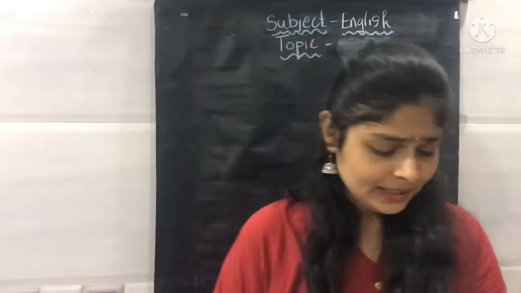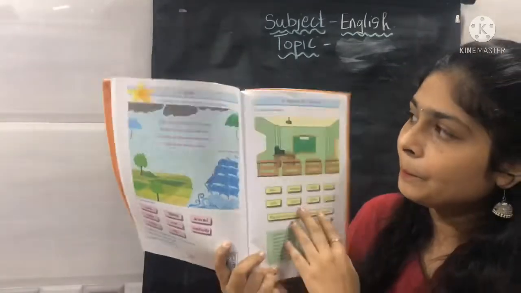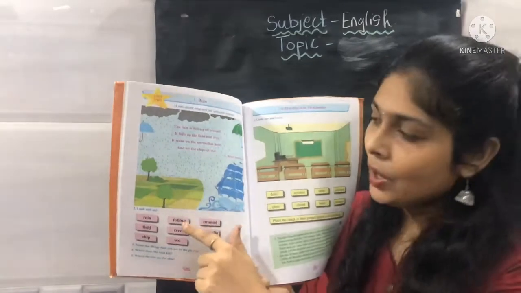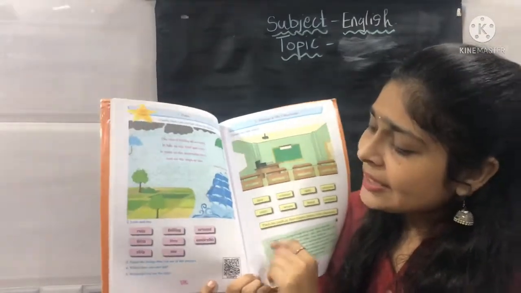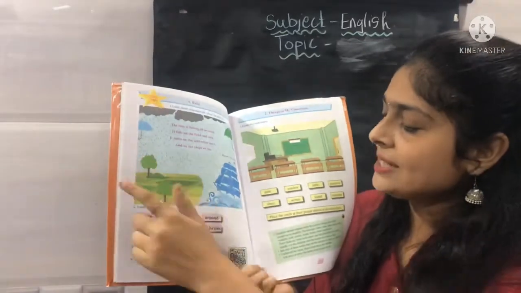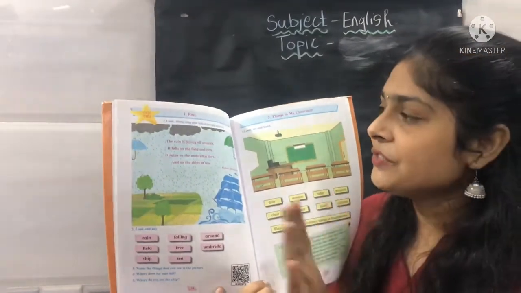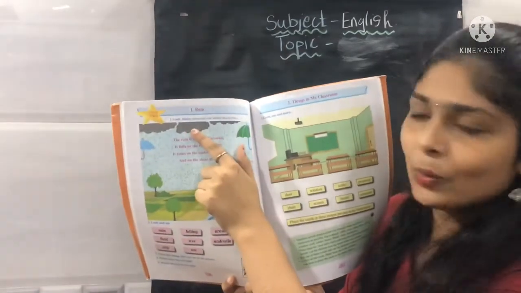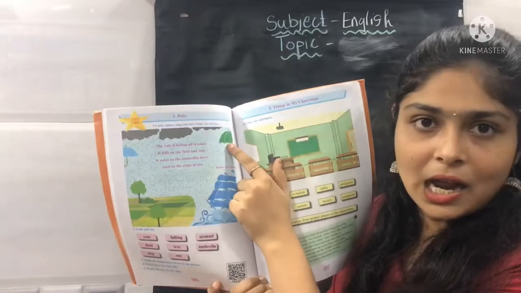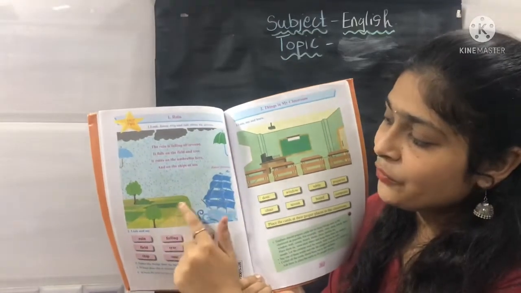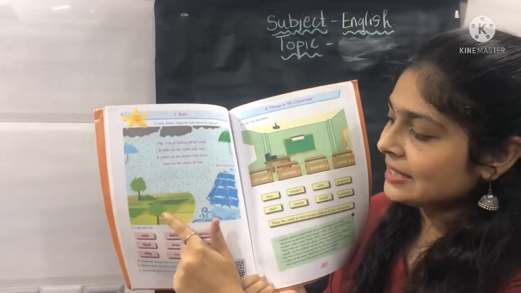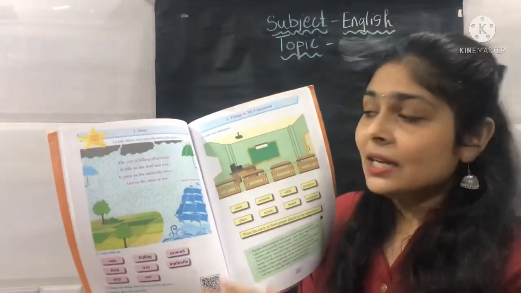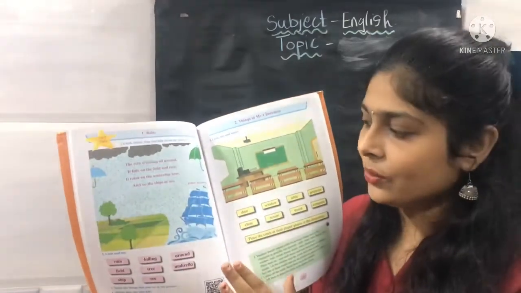Okay, so students, you can see your pictures. You can see this poem, Rain. Name the things that you can see in this picture. First, cloud, umbrella, right? Rain, field, trees, sea and ship. Okay, understood? So we will write the hard words on the blackboard.